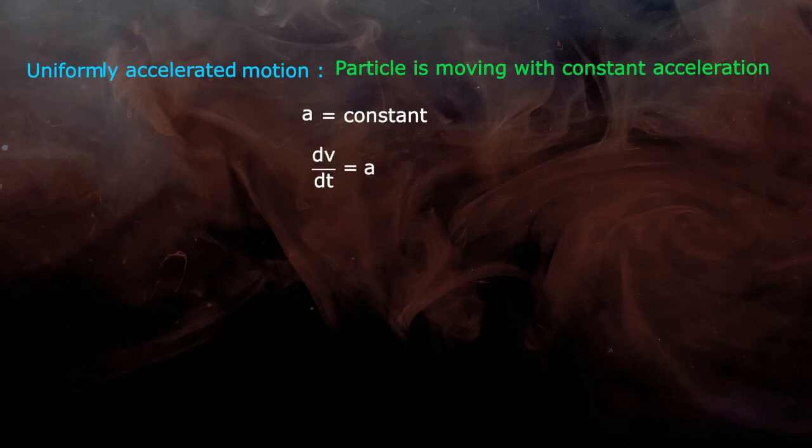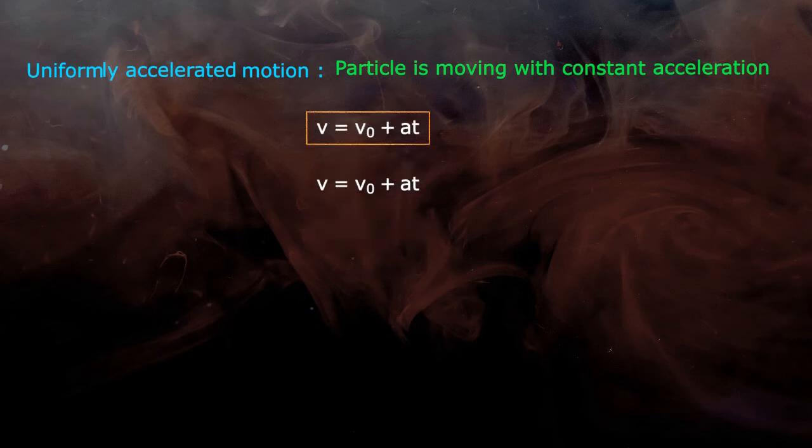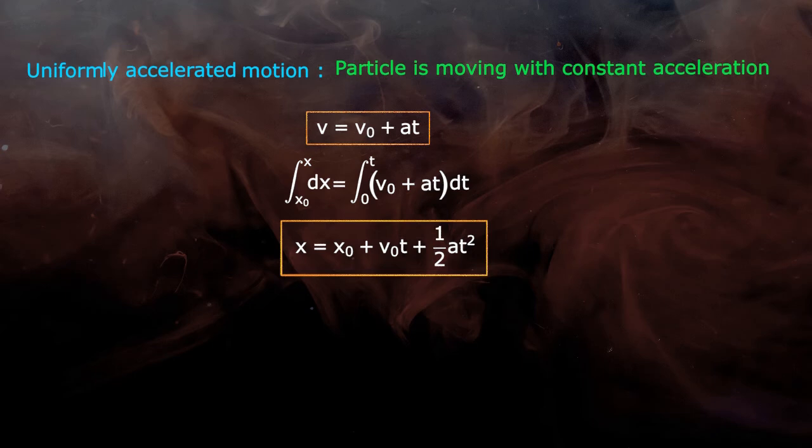Here, velocity is obtained by integrating this equation for initial velocity v0 and final velocity v. So, v is equal to v0 plus at. To find out position coordinate x, put v equals dx by dt and integrate this equation for x0 and x. We get x is equal to x0 plus v0t plus 1/2 at square.